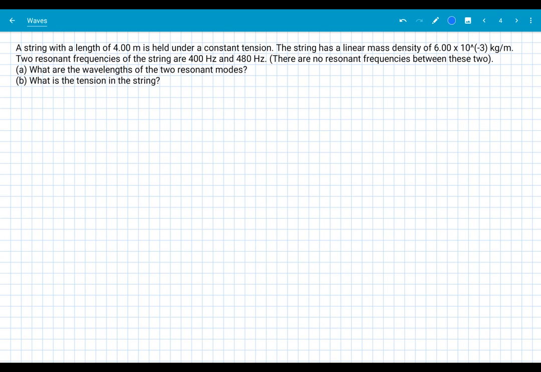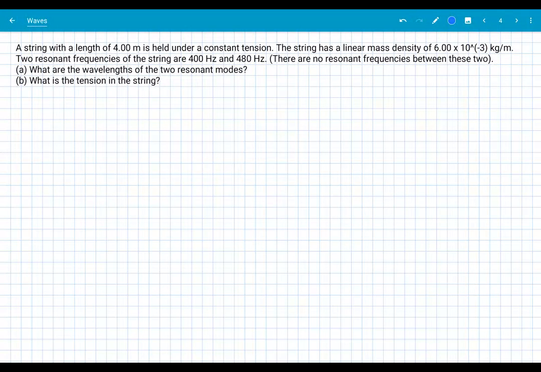All right, here we are with a standing wave problem. We are given this problem: the length of a string that's fixed, and we're given the string's linear mass density as well. And then we're told that the string can be observed in two particular resonant frequencies, just two random ones. They're giving us 400 hertz and 480 hertz.